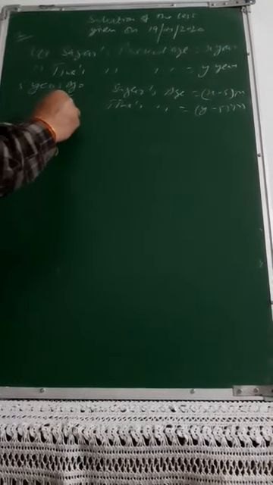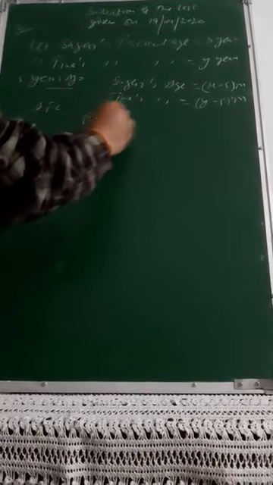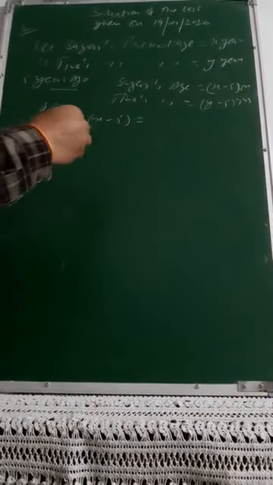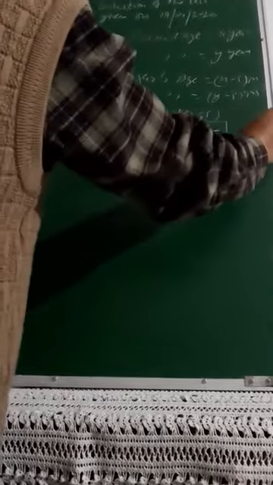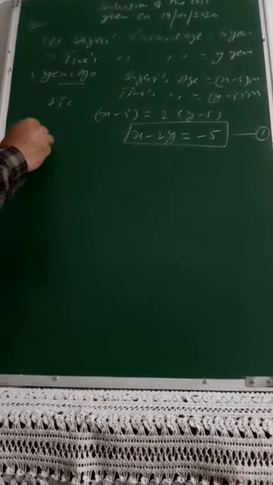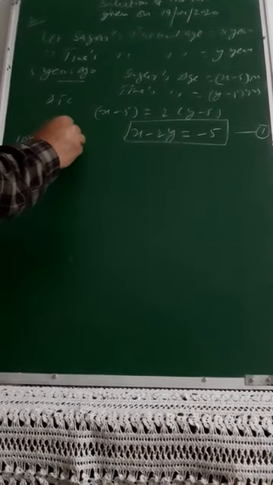According to the condition, x minus 5 is twice Tina's age, y minus 5. If you solve this, you will get the equation x minus 2y is equal to minus 5. This will be your equation number 1. That was the first case. The second case was 10 years later.